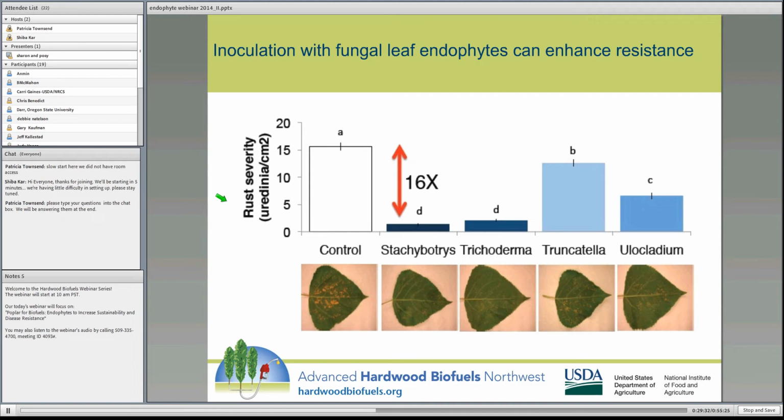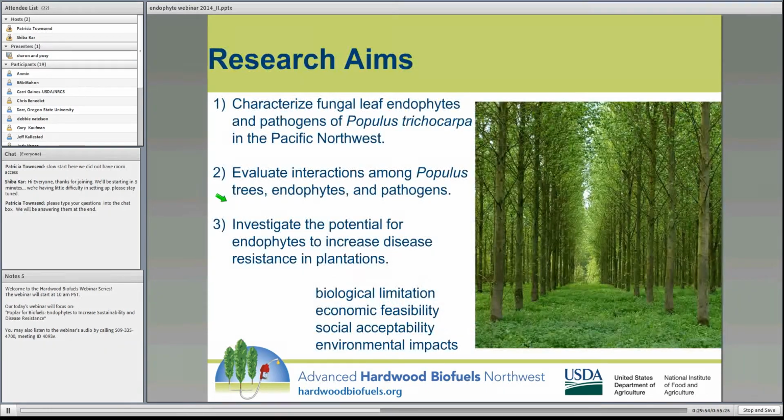And so what we'd like to do now is look at these types of interactions between fungal leaf endophytes and pathogens at a much broader scale. So look beyond 4 individual endophytes that were collected from a single tree in the wild, and look at fungal leaf endophyte communities and pathogen communities throughout the Pacific Northwest and what their interactions are like with pathogens.